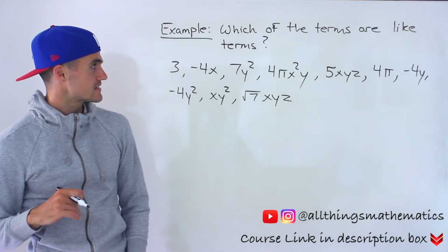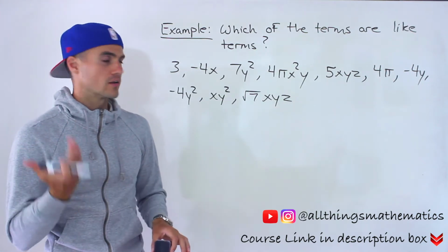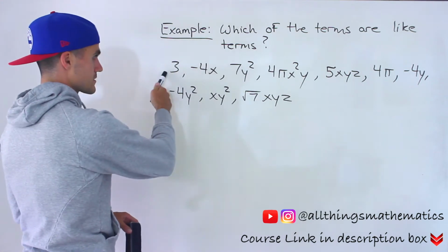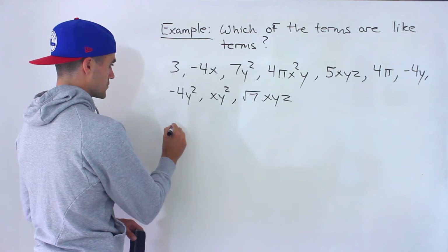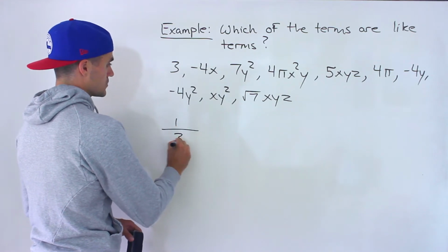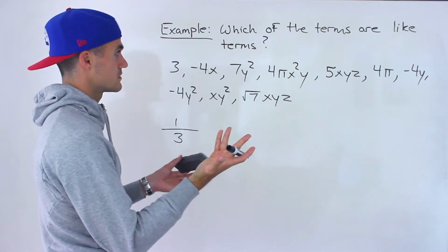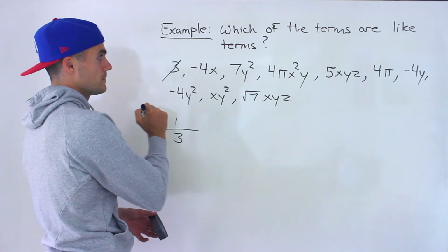And in this next example, we have to find out which of these terms here are like terms. So what I'm gonna do is start at this 3 here. Let's make a couple of groups over here. Group 1, we'll start with the 3. So we're looking for basically all of the numbers, all the things that don't have a variable. So notice 3 is gonna be one of them.